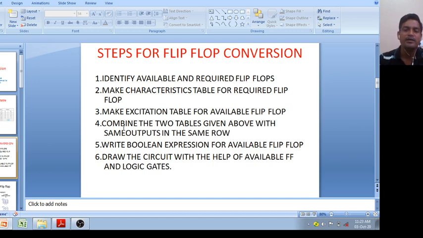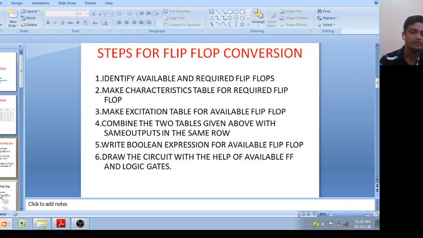Now step number 5. With the help of K-map, we will determine Boolean expression for available flip-flop inputs. Last step is draw the circuit. Means draw the required flip-flop circuit with the help of available flip-flop and suitable logic gates. We will use these 6 steps. Now we will convert one flip-flop into another flip-flop.